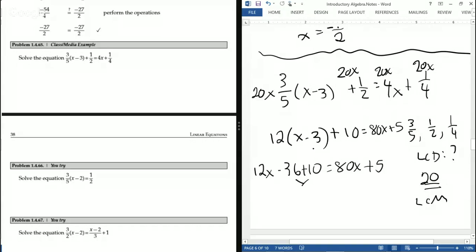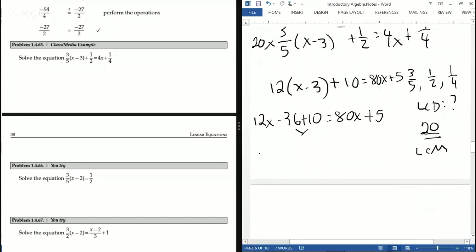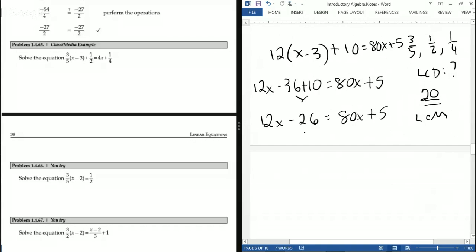Simplify a little bit more. We do have some like terms in there, so that we can simplify that out. That's 12x minus 26 equals 80x plus 5. And now I have to make a decision. Do I want my x's on the left-hand side and my numbers on the right? Yeah, so I'm going to cancel my x term out on this side and bring them over here.